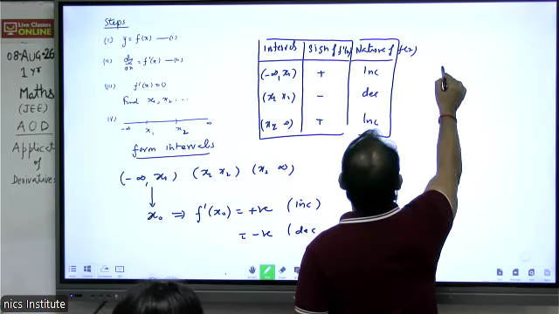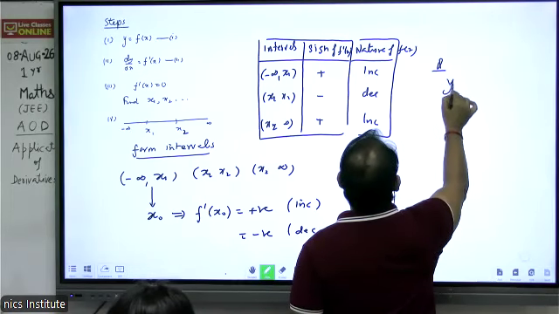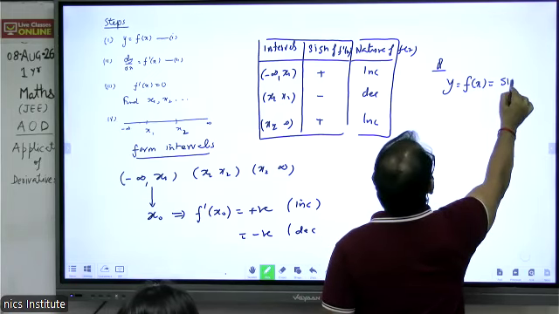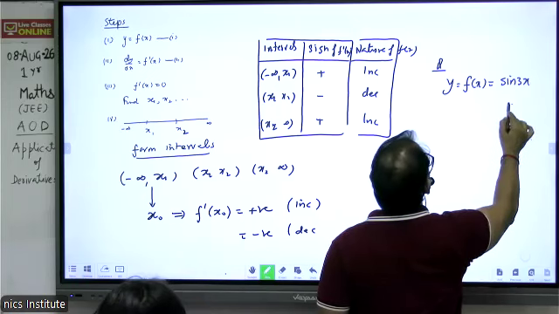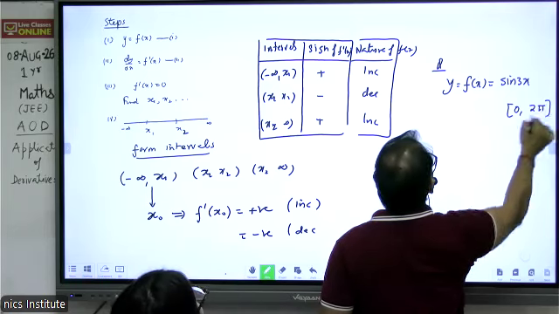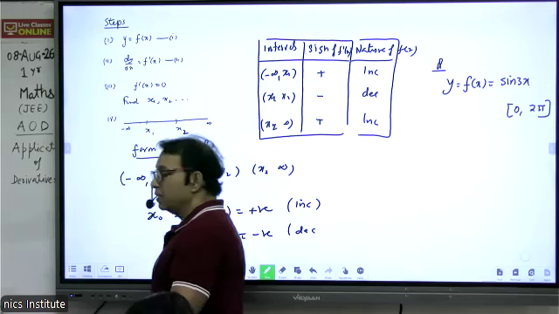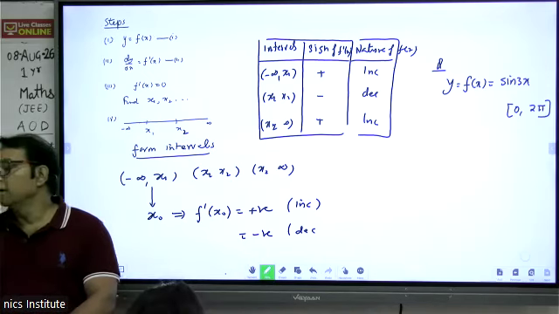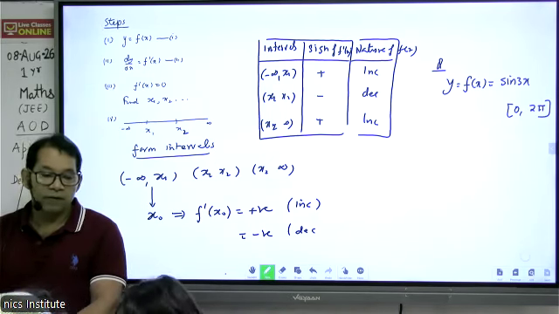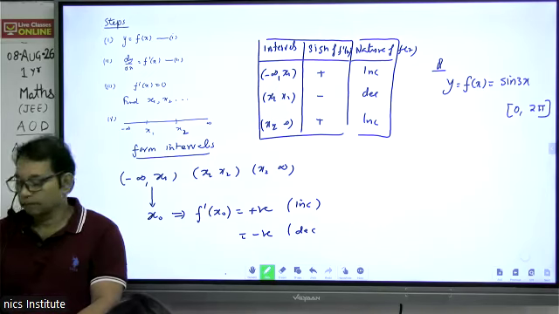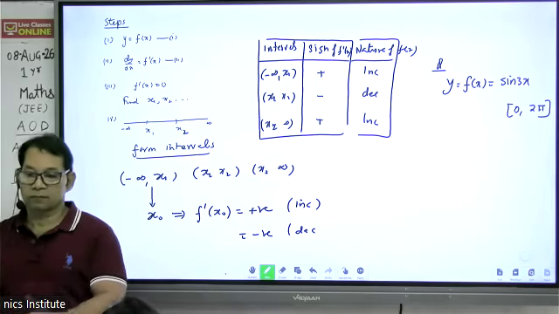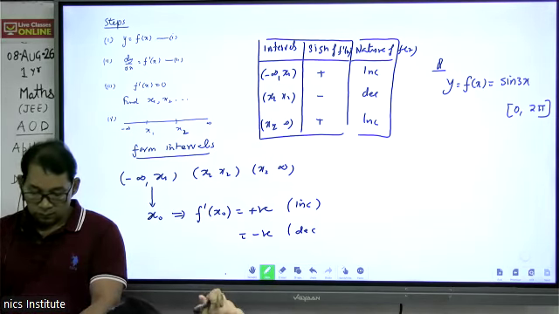Come on, do the question. There's a function y is equal to f of x equal to sin 3x. Find the intervals in 0 to 2 pi where the function is increasing or decreasing.